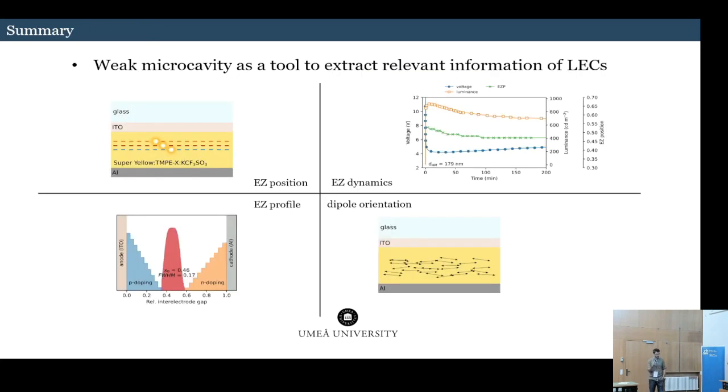But yeah, so this was my goal, to show what we can extract, not going too much into the details, but I hope I have convinced you we can use the weak microcavity to extract relevant information of LECs. Particularly, I've shown the emission zone position, also the dynamics of this emission zone. We can extract the emission zone profile as well as dipole orientation. The last one can be particularly relevant if we use LECs with small molecules, which can actually realign, because it's in a very highly mobile environment. So it can potentially, and in the PN junction, we have a very strong field, so it could potentially reorient during the operation of the device. It's maybe not so relevant for this long polymer, let's say.